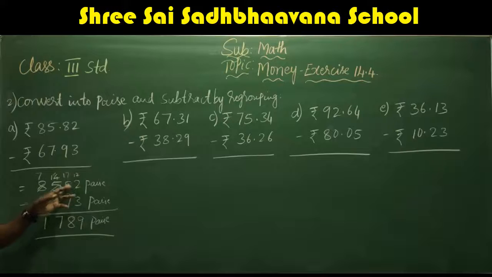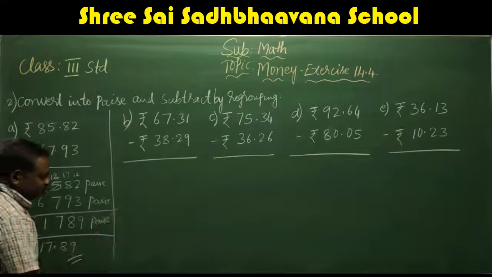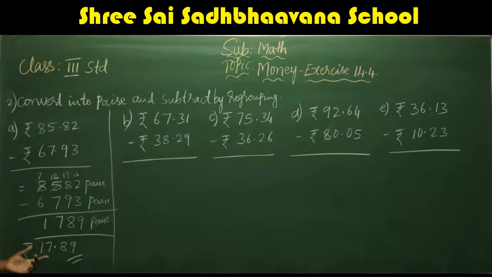Once again I will subtract. 12 minus 3, 9. This becomes 7. 17 minus 9, 8. This becomes 4. 14. When we take the carry, 14 minus 7, 7. After taking the carry, this becomes 7. 7 minus 6, 1. So 1,789 paise. Or if you write in rupees, rupees 17.89. I hope you understand this one.